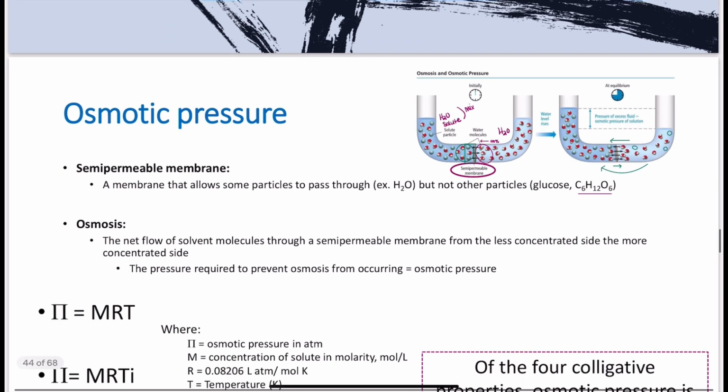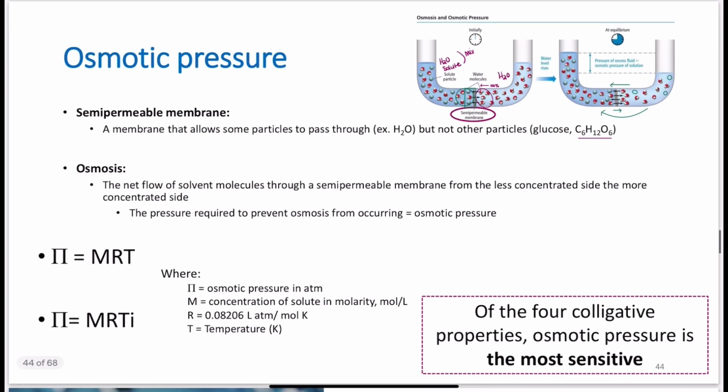The pressure required to prevent this from occurring is your osmotic pressure. So the process is called osmosis, but the pressure required to prevent it from happening is your osmotic pressure. Some general applications: reverse osmosis is actually used to clean seawater. It's called reverse osmosis because traditionally it flows from the side with fewer particles to more particles, and we're forcing it to go the opposite direction. We're forcing water to pull out of the more concentrated side.